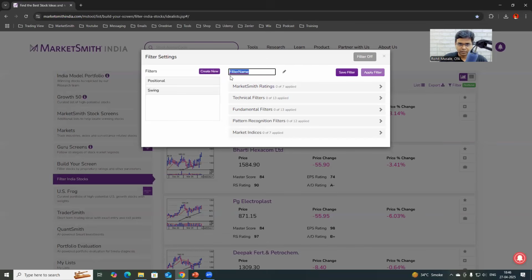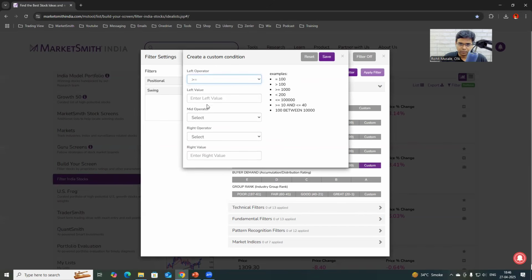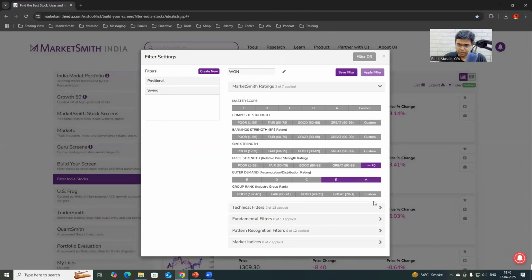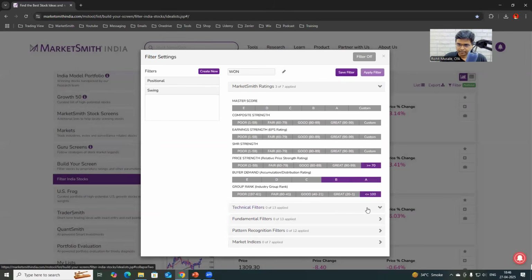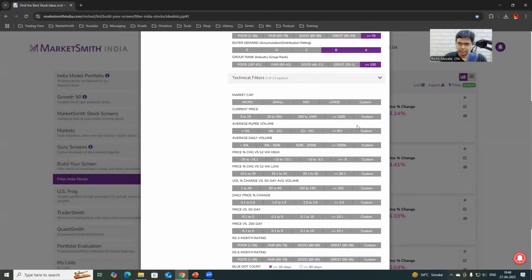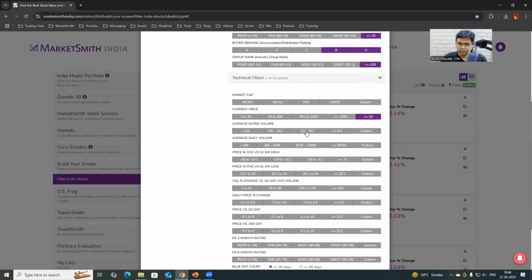But let's mark this William O'Neill. MarketSmith ratings, you already know it has to be more than or equal to 70. This is Mark Minervini trend template criteria. This is A, B. Industry rank less than or equal to 100. This you already know. Then market cap he doesn't use. Penny stocks we have to avoid, so price greater than or equal to 20. Then average rupee volume more than 1 crore. Average daily volume we don't use.